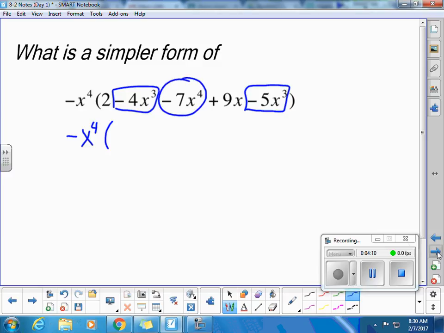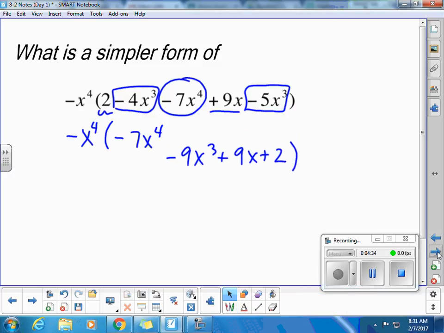Inside the parentheses, we have negative 7x to the fourth. Then we're going to combine our x to the thirds. Negative 4 plus another negative 5 is negative 9, x to the third, plus 9x, and then plus 2. And now we can distribute this.